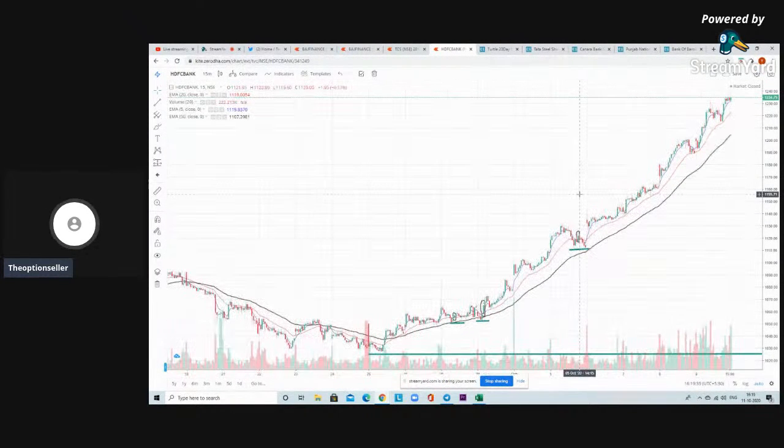And how do I track whether the trend is reversing or not? So if you go back, let me just delete this so that it doesn't confuse.